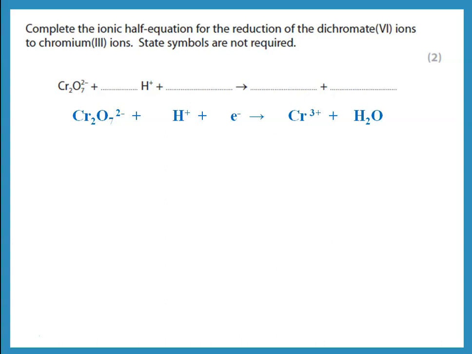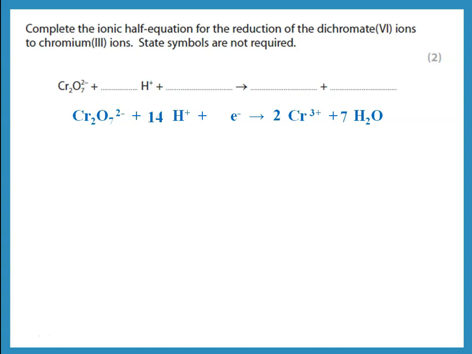So before the arrow I have 2 chromium, so I need to put 2 chromium after the arrow. Now before the arrow I have 7 oxygens. I put this and then I fix the hydrogens, because if I did the other way around it will mess things up. So now I have balanced atoms, balanced number of atoms, but I need to balance the charges.